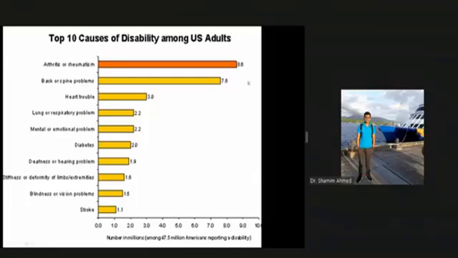Arthritis and rheumatism. And 7.6 million people are living with disability due to back pain and spinal problems. That means more than 16 million US adults are suffering from some sort of disability like arthritis, rheumatism, and also back pain.